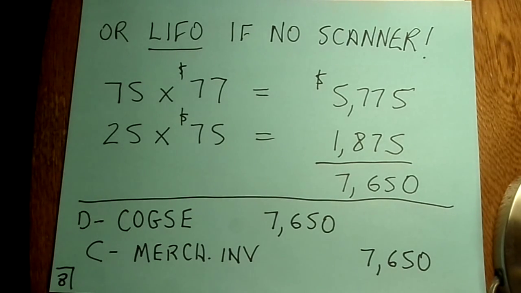And if taxes are the tax rate times net income, that means a lower tax. So here we've got the 75 that came in last at $77 a piece. And you see that multiplication, 75 times 77. Then we have the 25 that were purchased for $75. We add those two together, and cost of goods sold expense is debited $7,650. Merchandise inventory is credited $7,650.